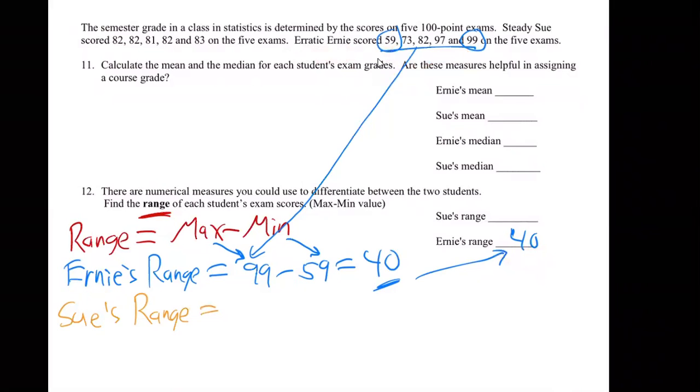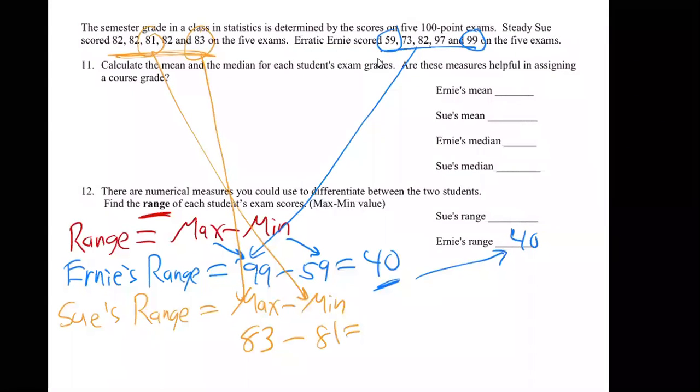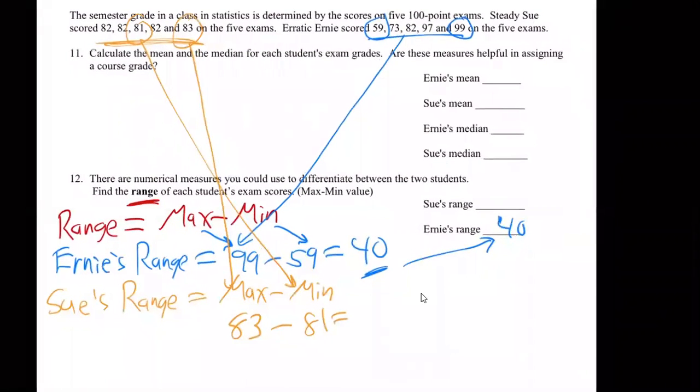How about for Sue? How much variation in Sue's numbers? We want her max minus her min. What's Sue's max? 83. Yeah, her highest score is 83, isn't it? What's her lowest score? 81. So what's Sue's range? Two. Yeah, good. Yep. I saw you guys had it in the chat box too. Good job. Exactly. It's just 2.